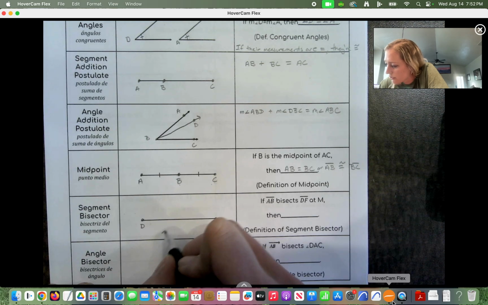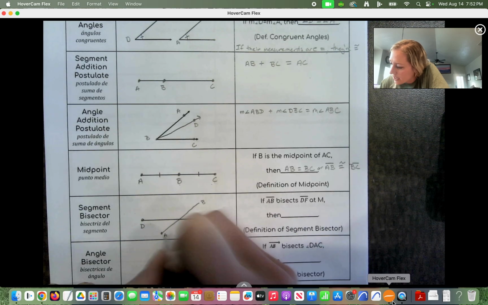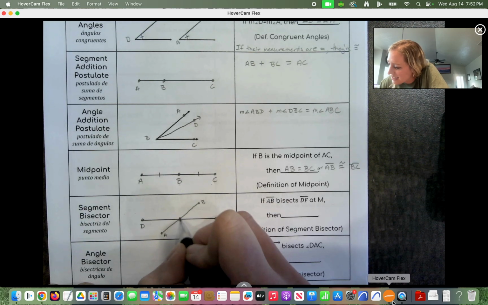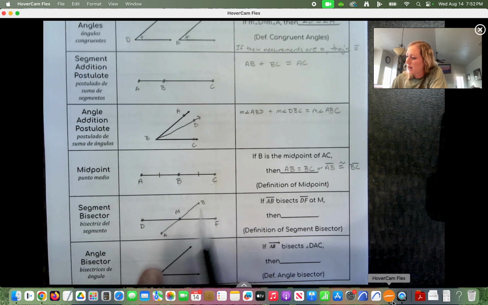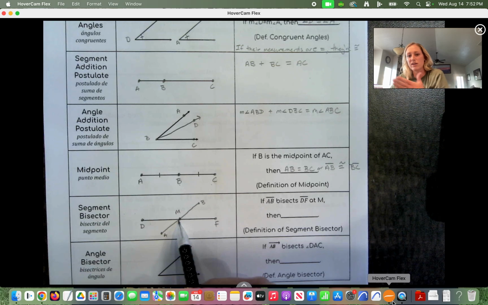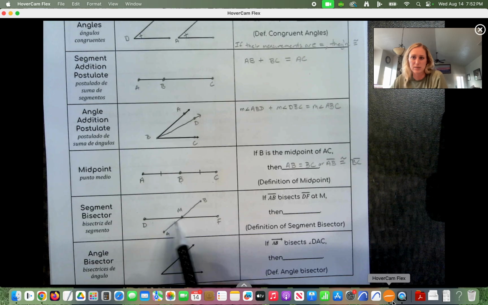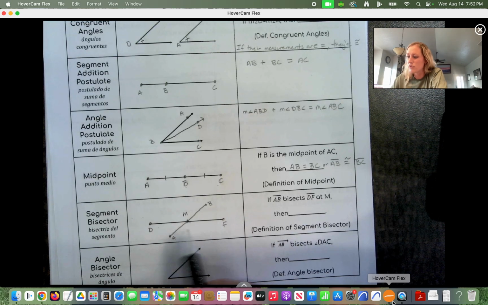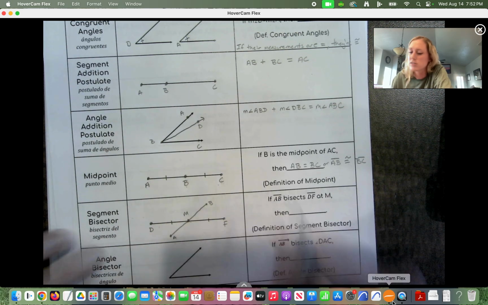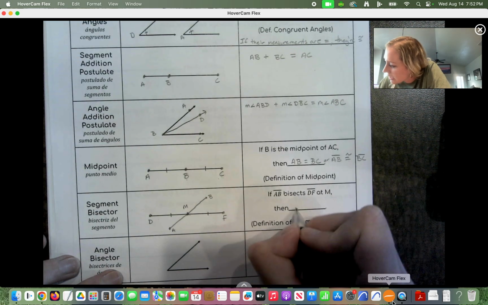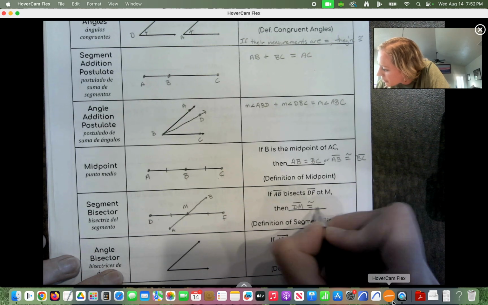So I'm going to draw another segment, AB. And this segment AB is cutting DF exactly in half at M. So this matches our definition. So if segment AB bisects DF at M, it's cutting DF exactly in half, and the point at which it's cutting it in half is M. So M is the midpoint, okay? All right, then, same thing. Bisect means it's cutting it exactly in half, so these two halves must be congruent. So DM is congruent to FM.